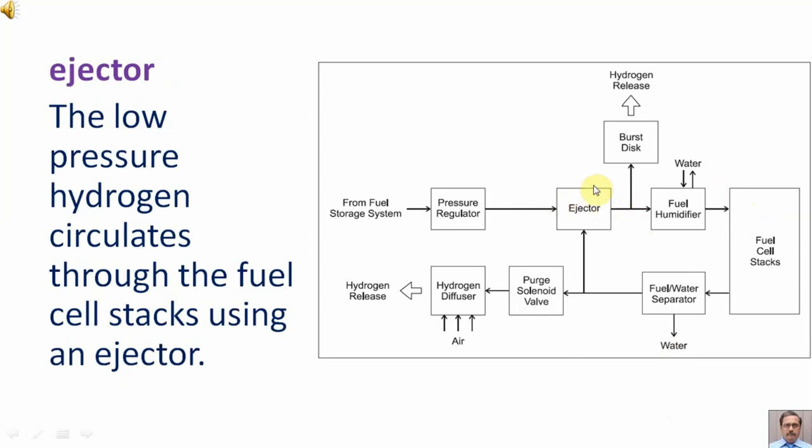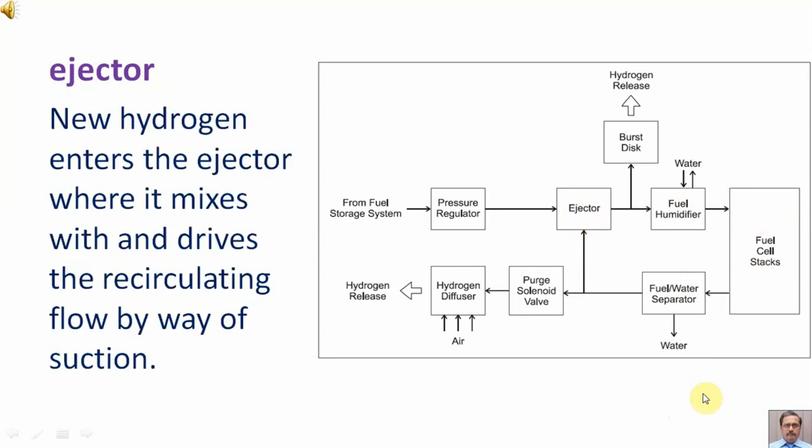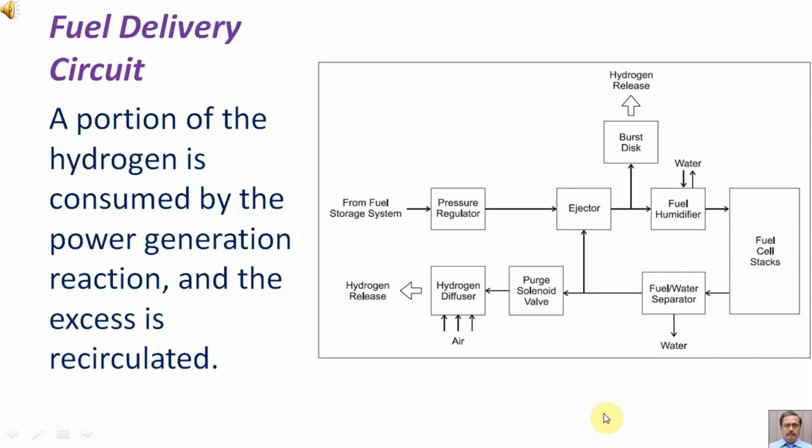Ejector. The low pressure hydrogen circulates through the fuel cell stacks using an ejector. New hydrogen enters the ejector where it mixes with and drives the recirculating flow by way of suction. A portion of the hydrogen is consumed by the power generation reaction and the excess is recirculated.